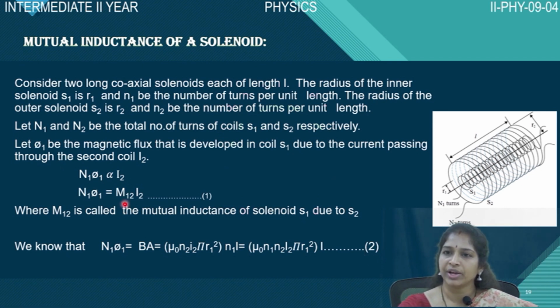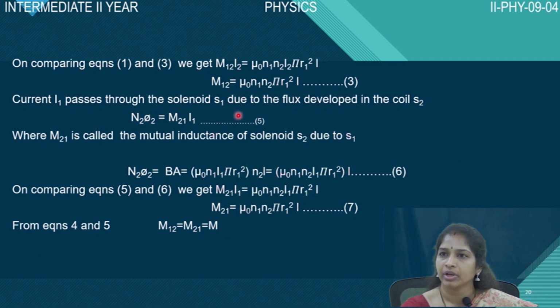From equation 1, we got N1 phi1 as M12 I2. From equation 2, we got N1 phi1 as mu naught n1 n2 I2 pi R1 square L. So we can compare these two equations. If I compare these two equations, we get M12 I2 equals mu naught n1 n2 I2 pi R1 square L. So that is what you can see here.